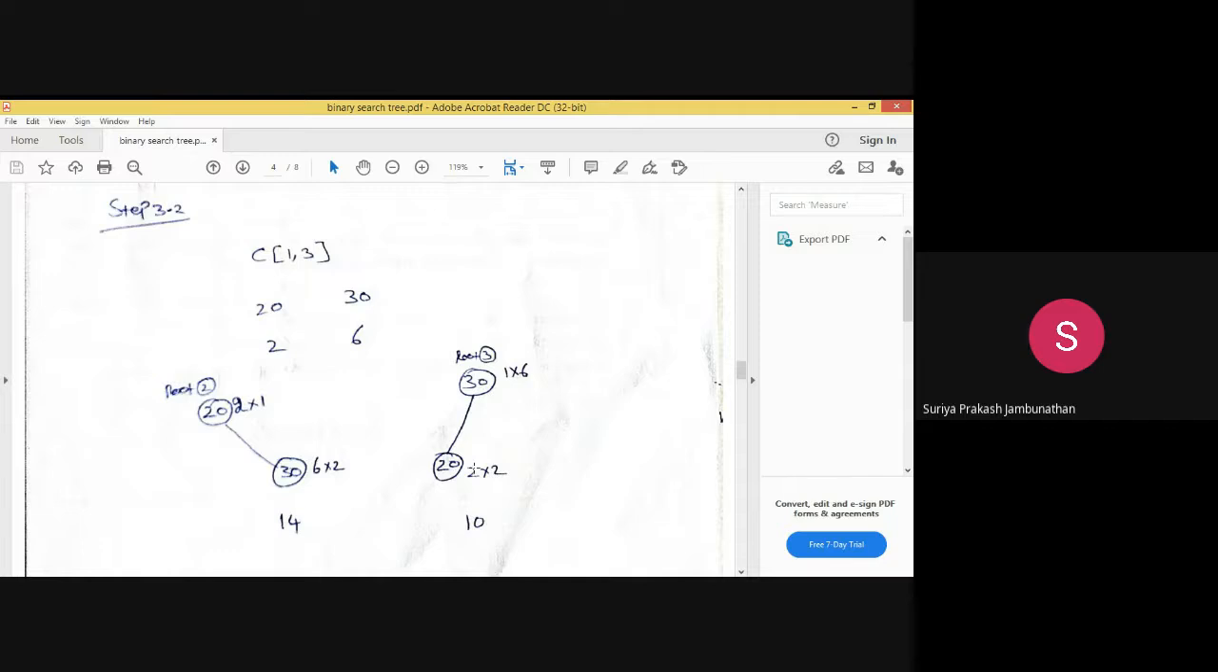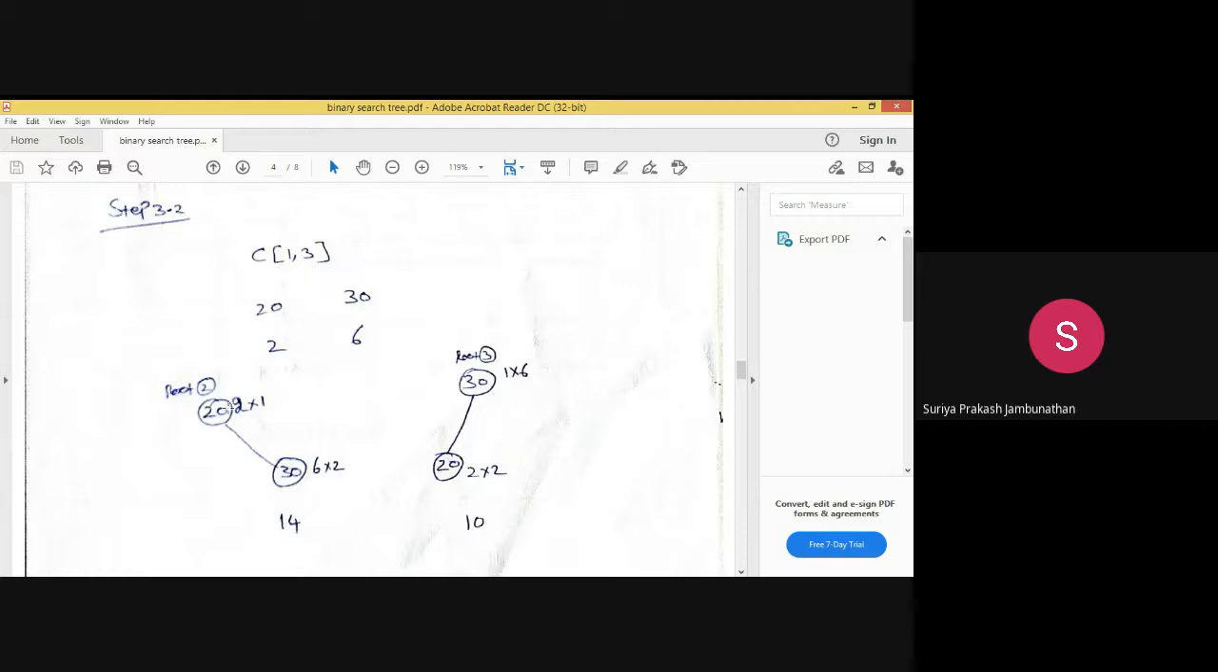So here in this case we are taking 2 into 1 and 6 into 2. 2 is the frequency and 1 is the first node, and here 2 is the second node, meaning 30 is the second node, and 6 is the frequency for 30. So while doing this operation we are getting 14 as the result. By putting it in reverse manner, 30 as the root node and 20 as the leaf node, we are getting 1 into 6 and 2 into 2. So this is the first node, this is the second node, the frequency of 30 is 6 and the frequency of 20 is 2. So we are getting 10.